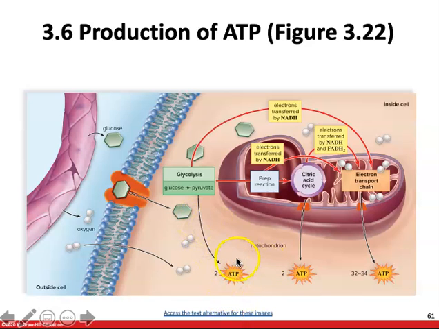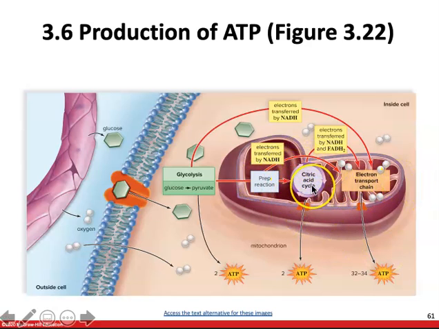If there is oxygen available, the pyruvate, which comes out of this step, is going to enter the prep reaction. The prep reaction is going to prepare the pyruvates for use in the citric acid cycle. If oxygen is not available, then fermentation will occur, and we won't even go through this process of cellular respiration.